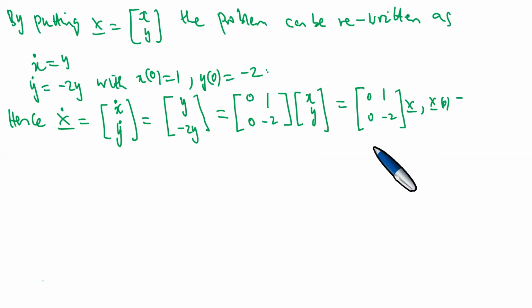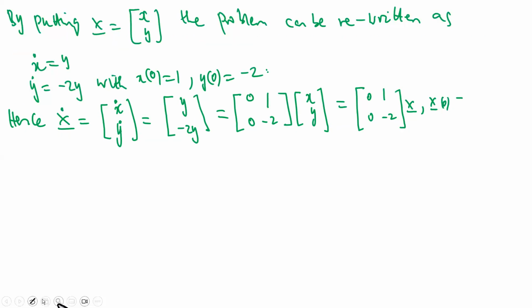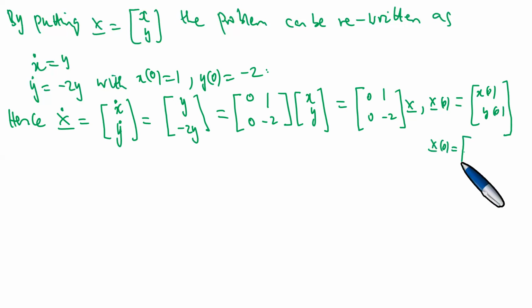Need to remember this. So what is x0 now? Let me write it step by step. X0 would be x0, y0. So x0 is 1, minus 2. So x0 is this vector. Next.